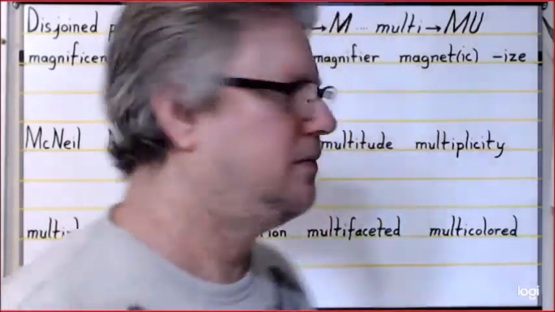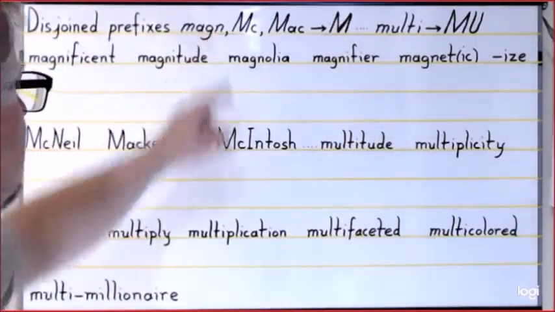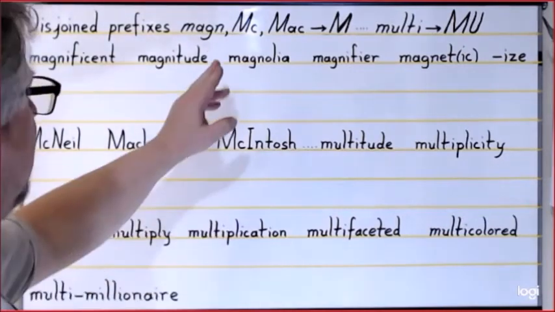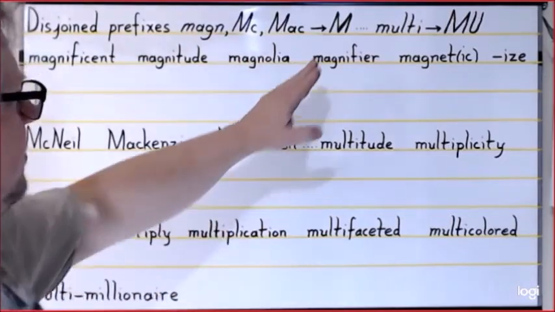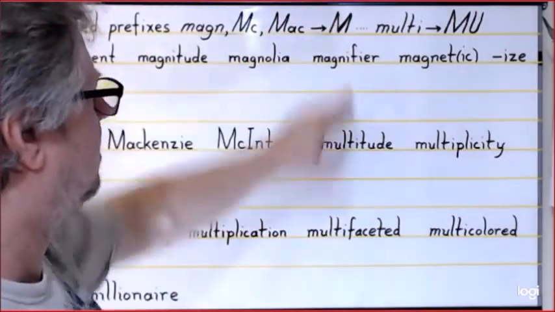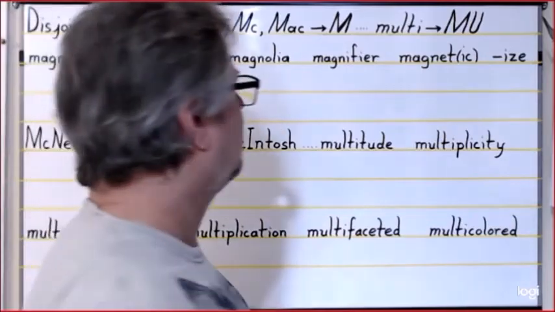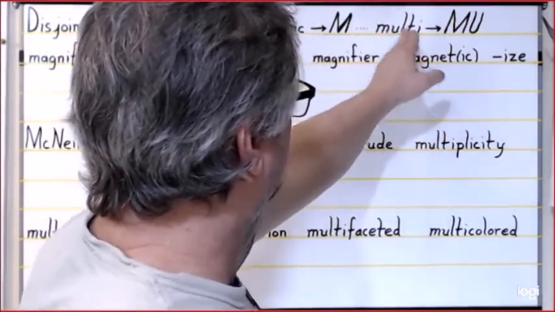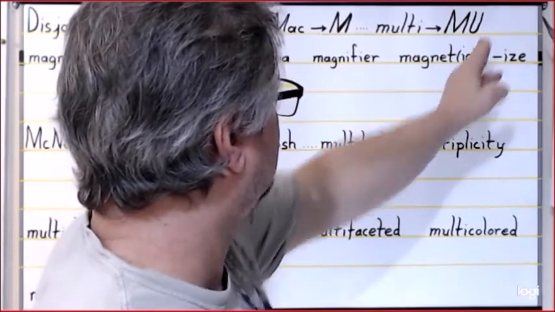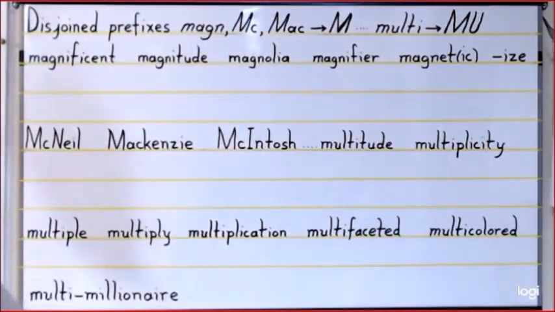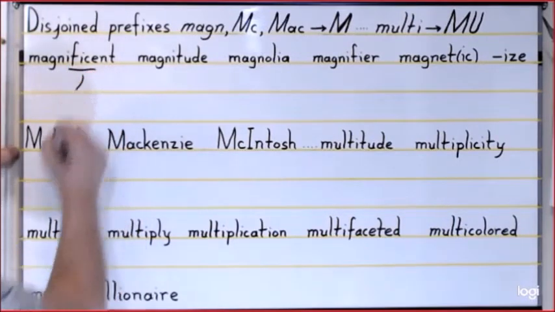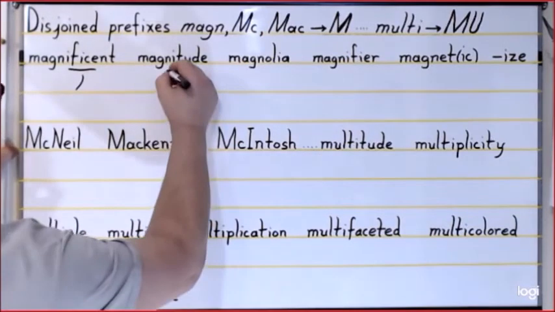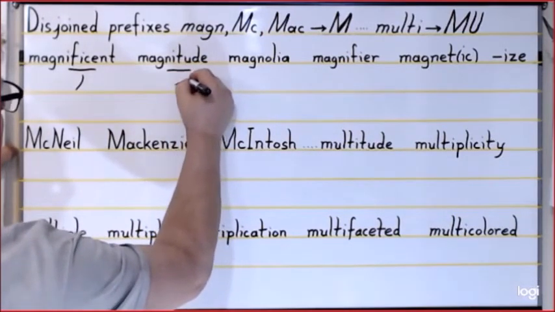The disjoined prefixes Magn, and in the names that start with MC or MAC are represented by the disjoined M, and then the disjoined prefix multi is expressed by the MU. So for the first word, magnificent, this is an M and then an F. Magnitude is an M and a T, U.